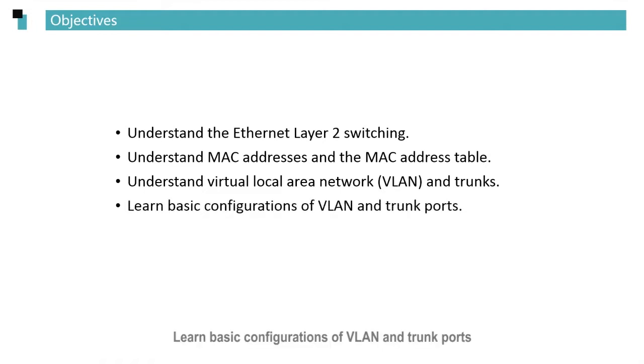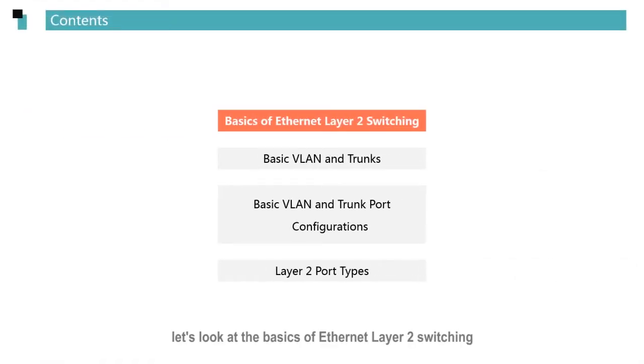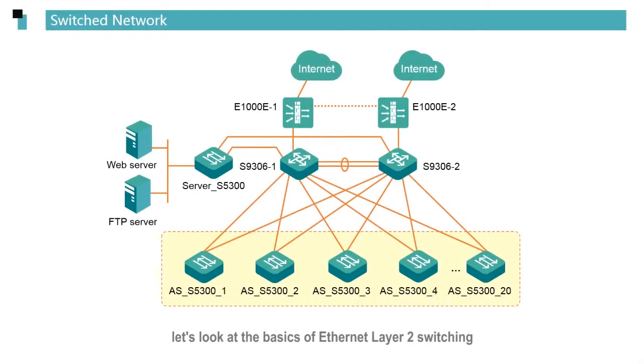Learn basic configurations of VLAN and trunk ports. First, let's look at the basics of Ethernet Layer 2 switching. On a data network, routing and switching are very important. A switched network is the largest system on a conventional campus network. The network consists of 3 layers. Access switches work at Layer 2 to provide access services for users.